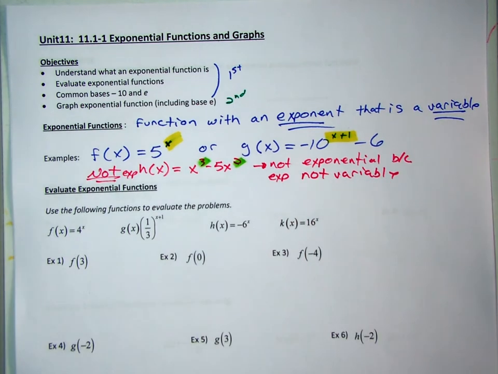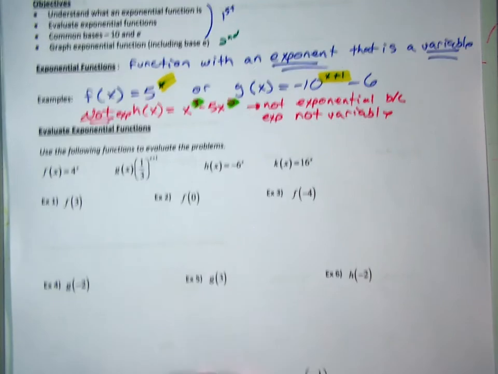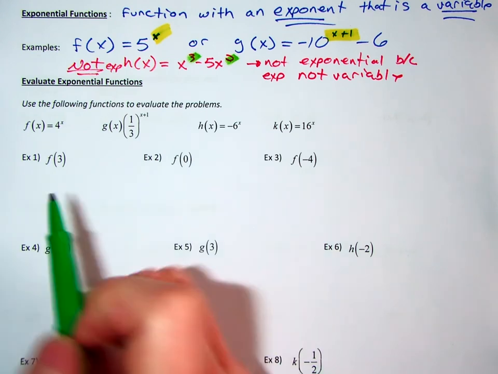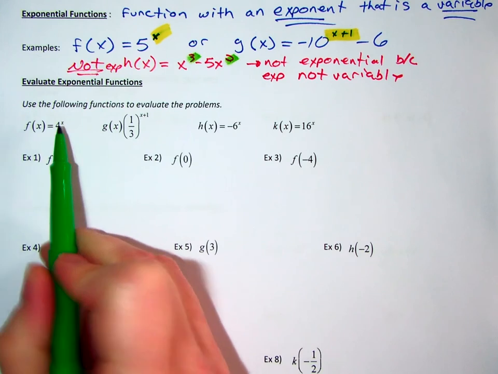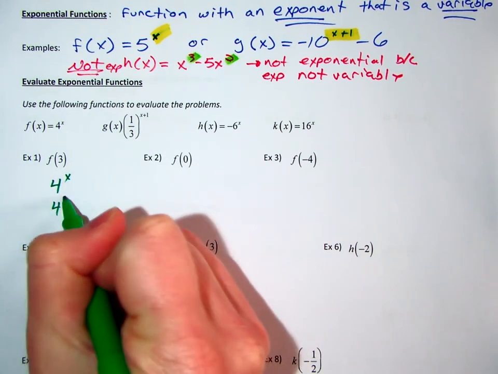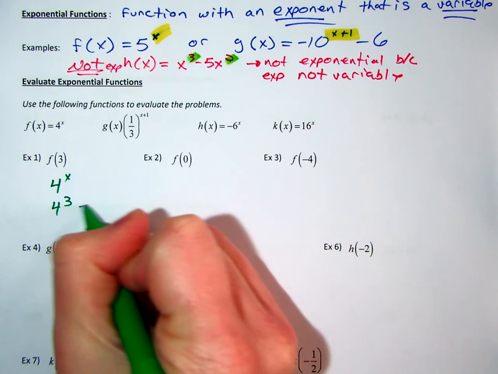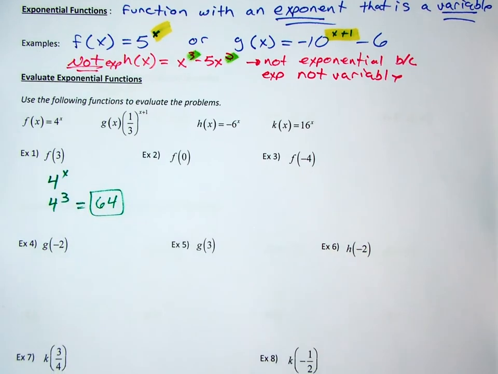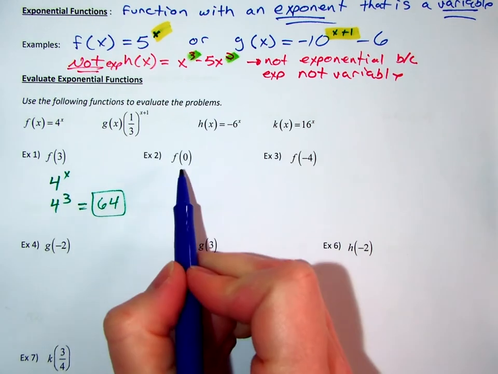Okay, so we're going to go over real quick how to evaluate these exponential functions, and they're actually really easy to evaluate. This is the same thing we were doing in our previous unit. We give you a function, f of 3. That means I'm going to put 3 in place of the x. So 4 to the x is really 4 to the third, and 4 to the third power is 64. Okay? So really simple here. There are some that are tricky that we're going to have to pay attention to.